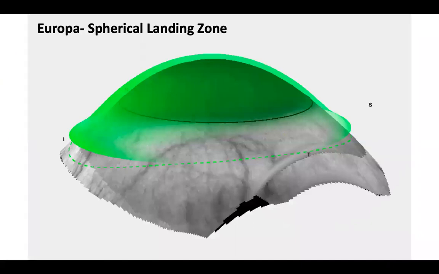For this patient, if we virtually place a scleral lens with a spherical landing zone on their toric surface, predictably, we get areas of edge lift in the superior and inferior quadrant.